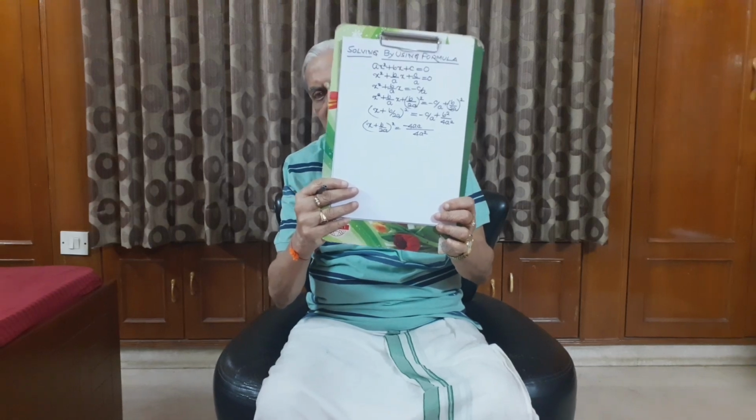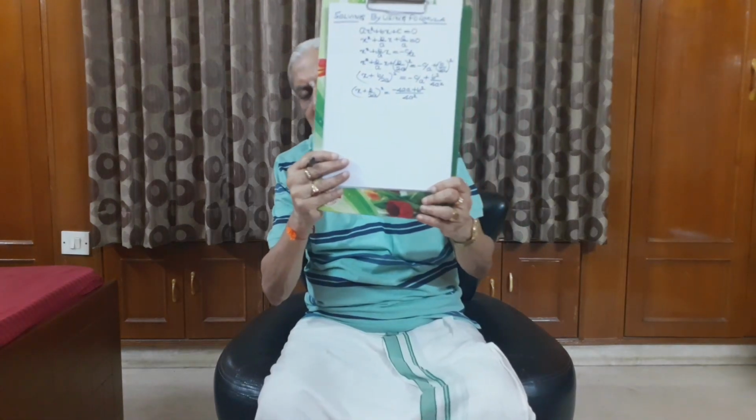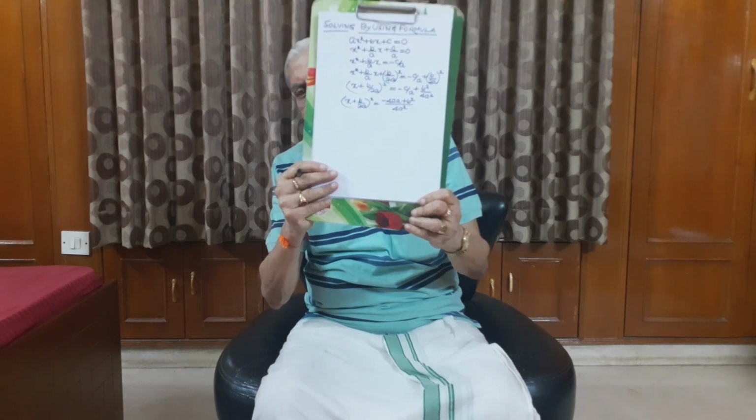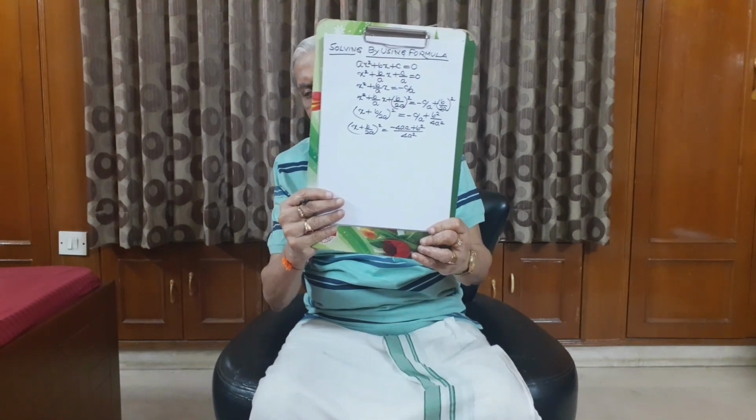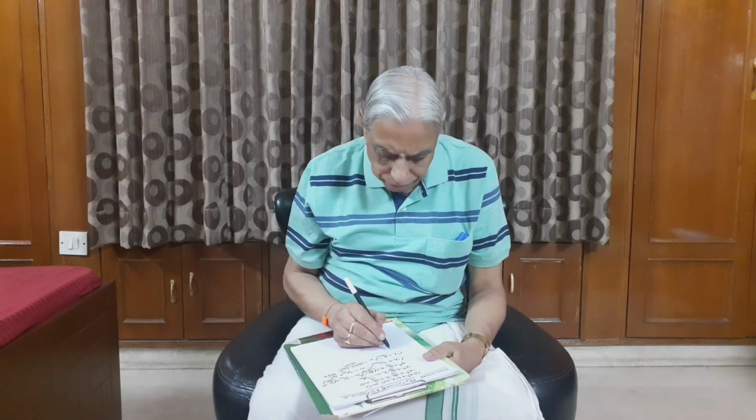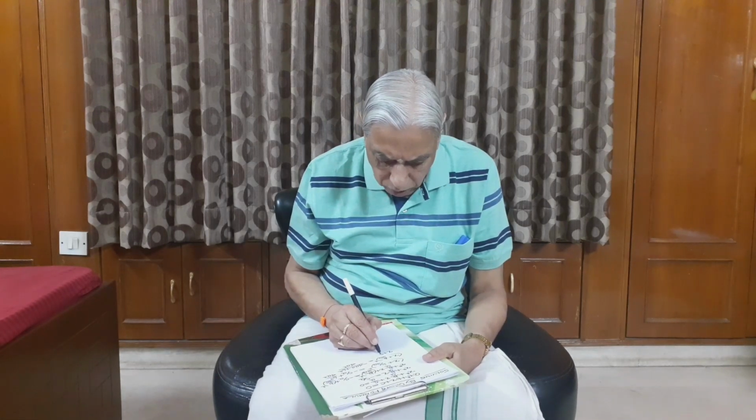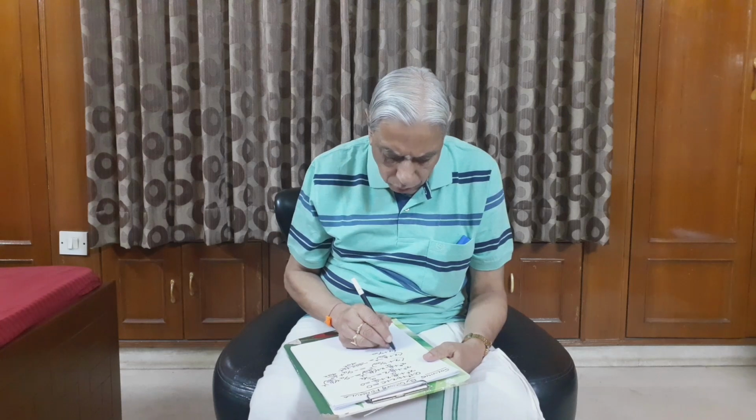4a into minus c is minus 4ac plus c square, b square as it is. Minus 4ac plus b square in the numerator upon 4a square. I have simplified the right hand side. Then I shall rewrite the right hand side a little. X plus b by 2a the whole square equals minus 4ac plus b square, or b square minus 4ac I shall write it upon 4a square.